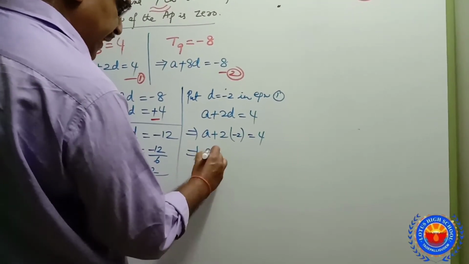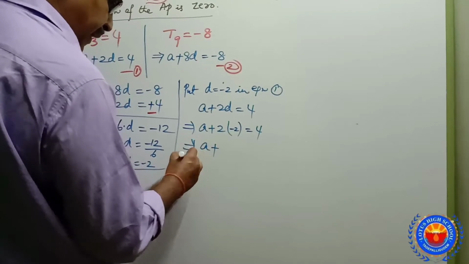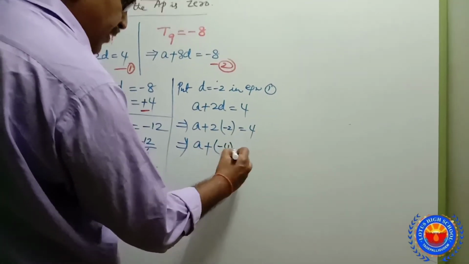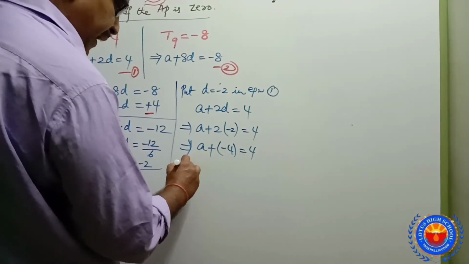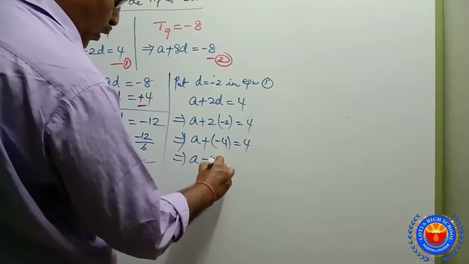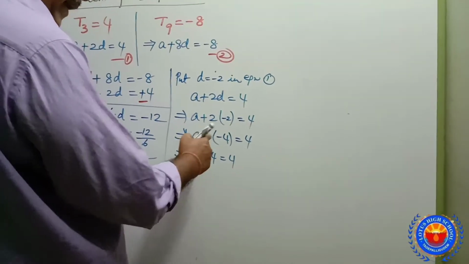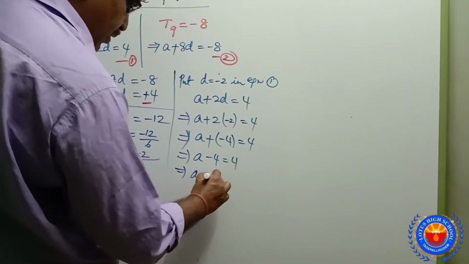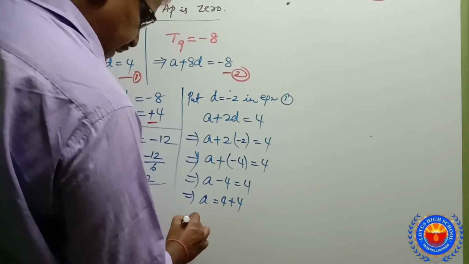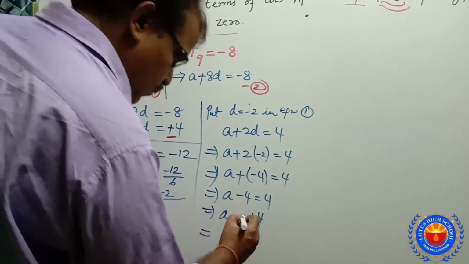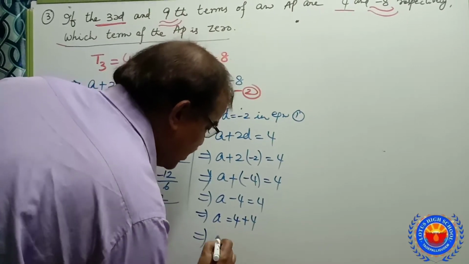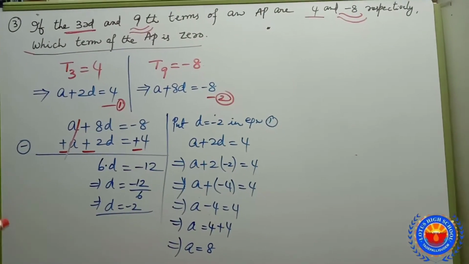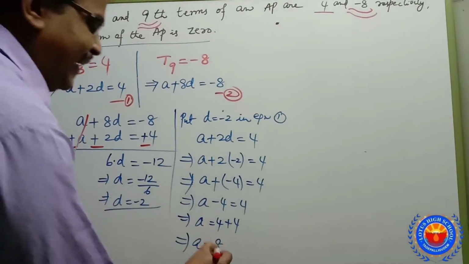That implies A plus 2 into minus 2, minus 4, is equal to 4. That implies A minus 4 is equal to 4. A minus 4, plus of minus, minus, no. So that implies A is equal to 4 plus 4. That implies A is equal to 8. Now I got the A value and the D value.